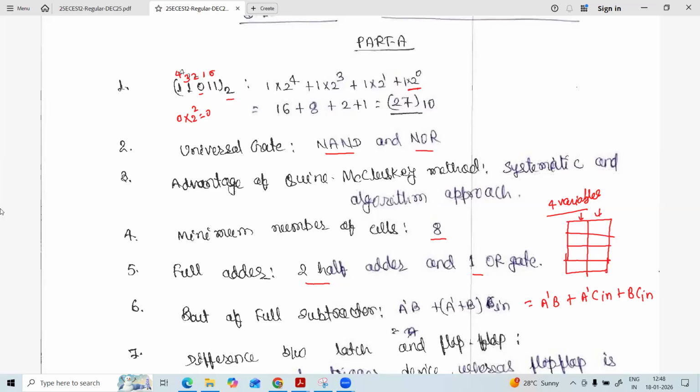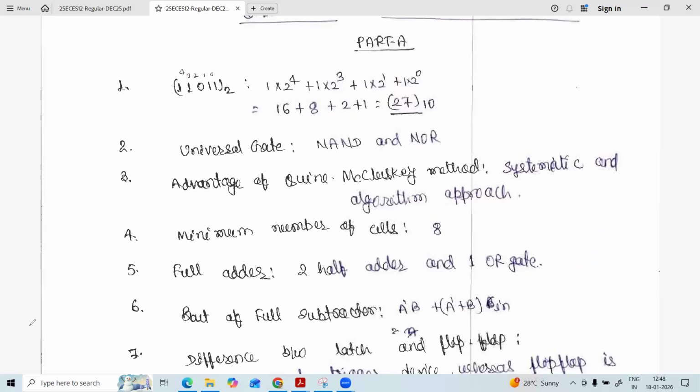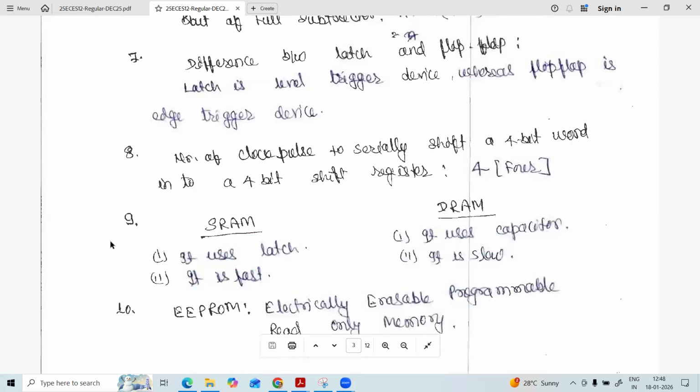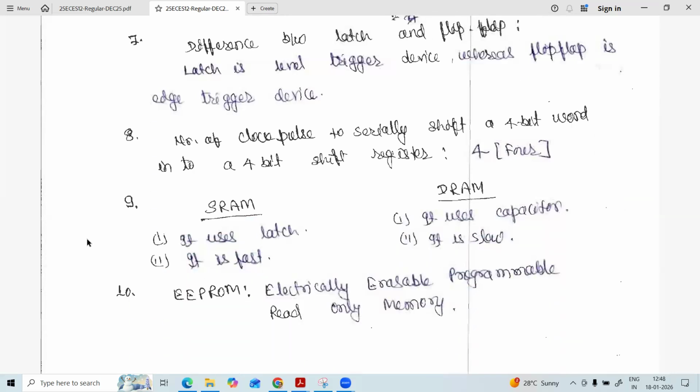Next, they are asking the difference between a latch and a flip-flop. Many times you have heard, many times it was discussed. So what is a latch? Level triggered. L for latch, L for level. So a latch is a level-triggered device, whereas a flip-flop is an edge-triggered device. Still people make mistakes.